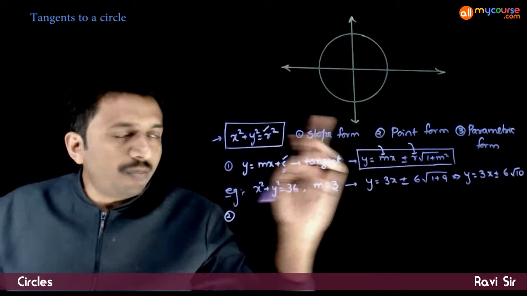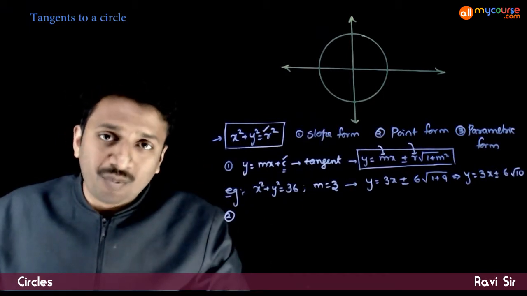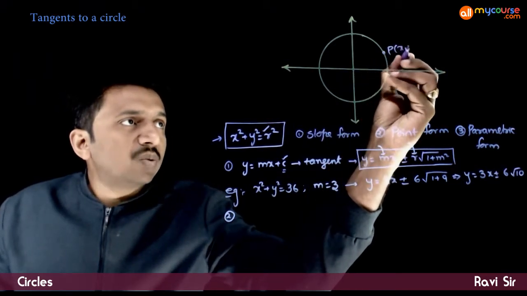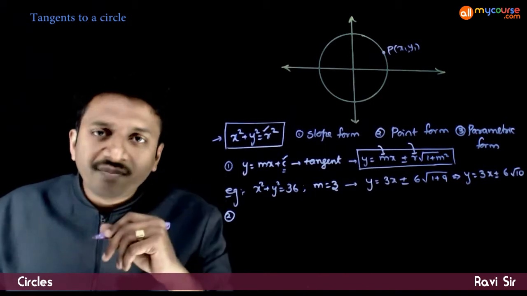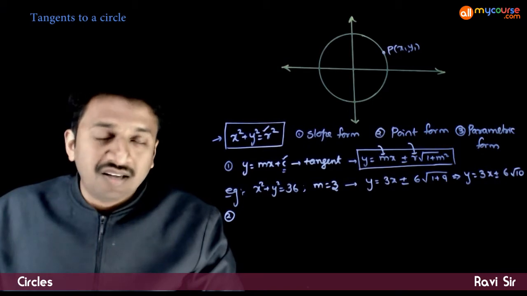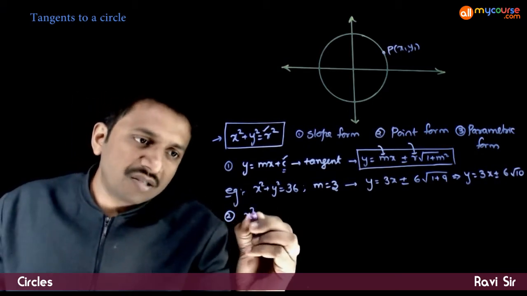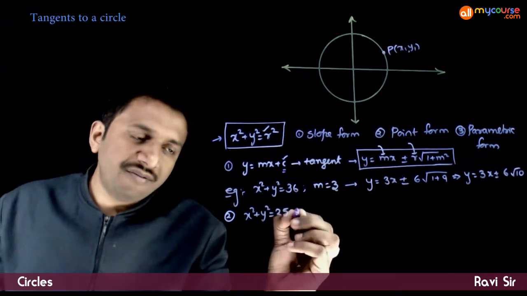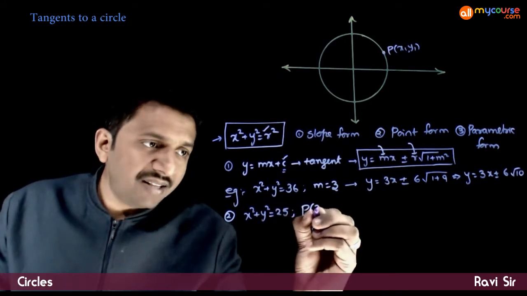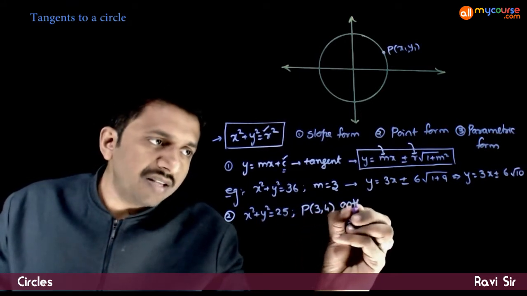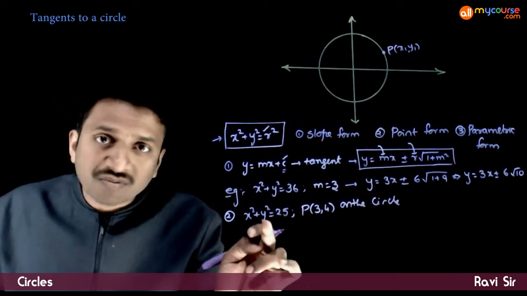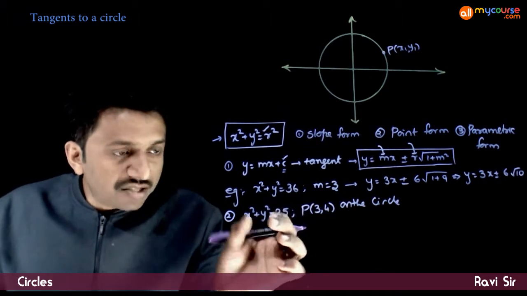Next, let us go to the point form of tangent. That is, if you have a point P, x1, y1 on this circle, what is the equation of tangent at this point? If you are asked a question like that, for example, you have x square plus y square is equal to 25. If this is the circle, what is the tangent at the point 3, 4 on the circle? So you will be given a point on the circle. As you can see, 3 square plus 4 square is 25. 3, 4 lies on the circle.